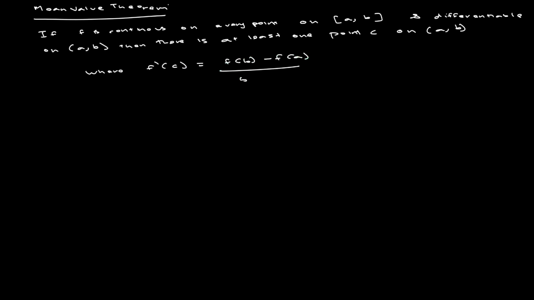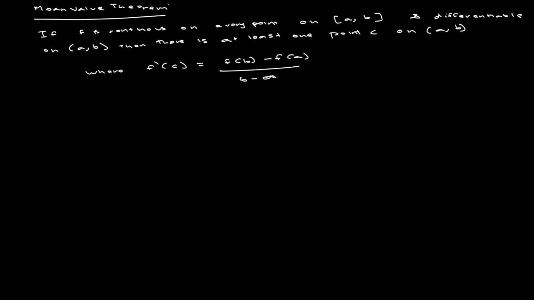there is at least one point c on, again, the open interval a comma b, where f prime of c is equal to f of b minus f of a divided by b minus a. So what does this mean?